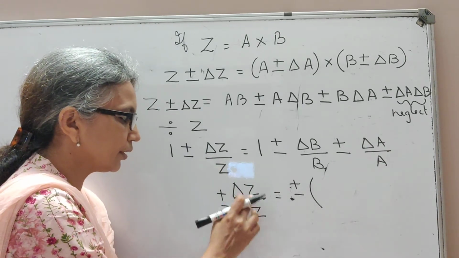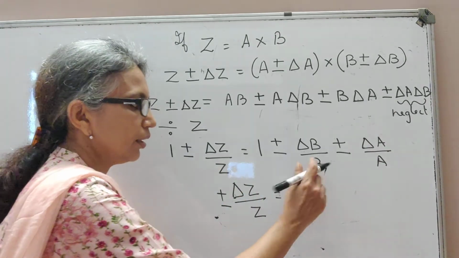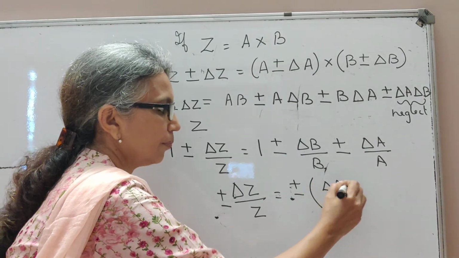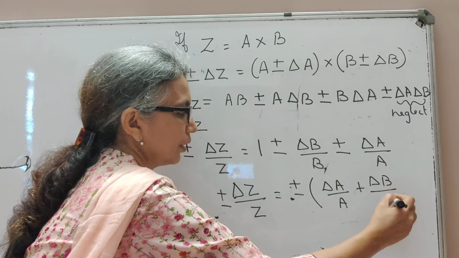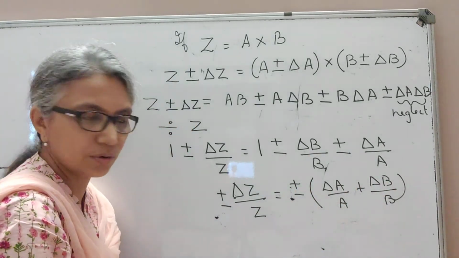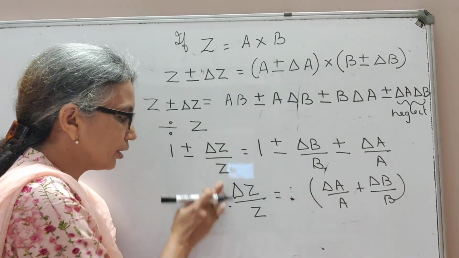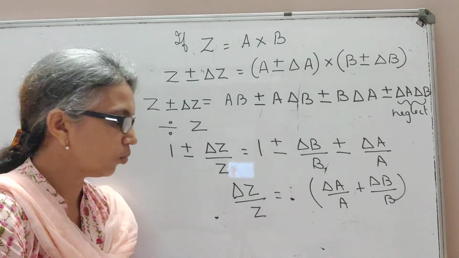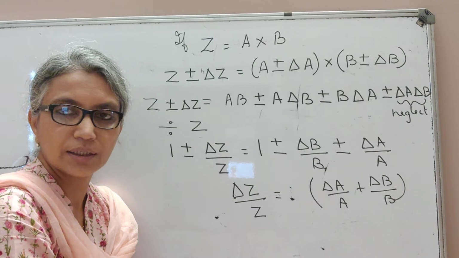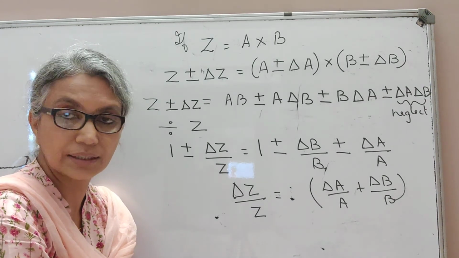Here I have plus or minus delta Z by Z is delta A by A plus delta B by B. Here I have taken the plus or minus common outside. So you see delta Z by Z is delta A by A plus delta B by B. What is this delta Z by Z? Delta Z by Z is what you call as relative error.